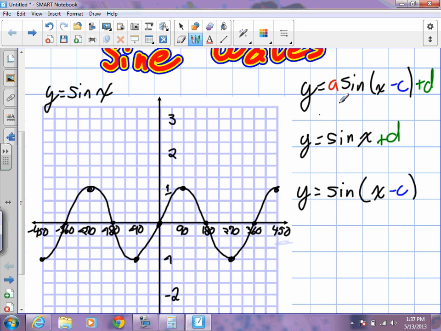Now, if you guys take a look at this function, it looks very similar to something else we talked about. Vertex form, okay? Now, today we're not going to talk about what A does, but we're just going to specifically talk about C and D.